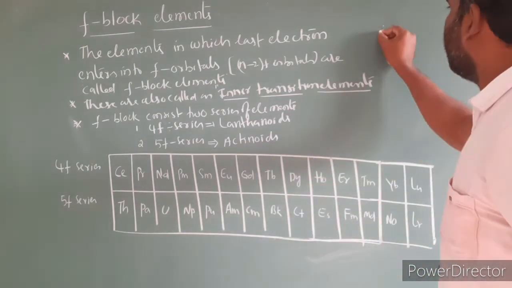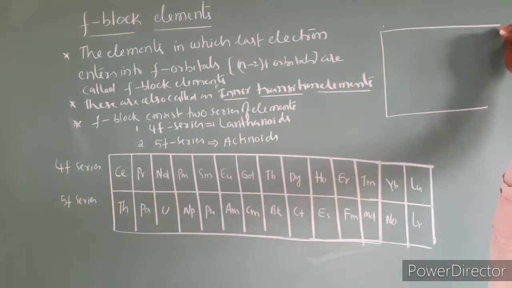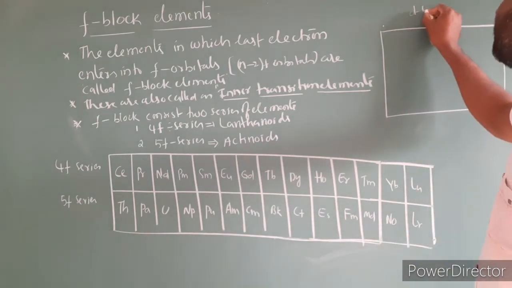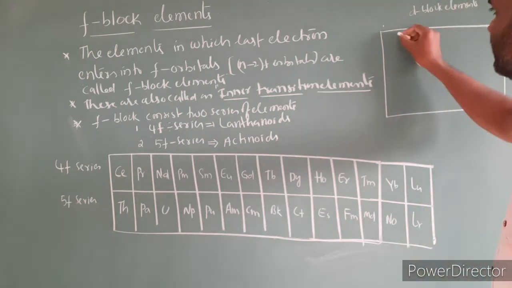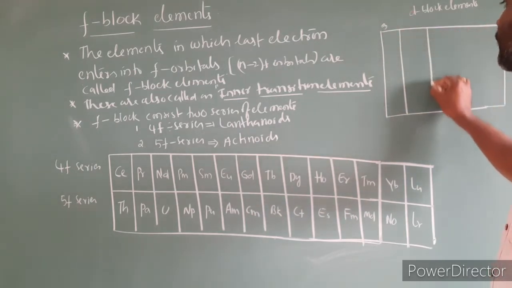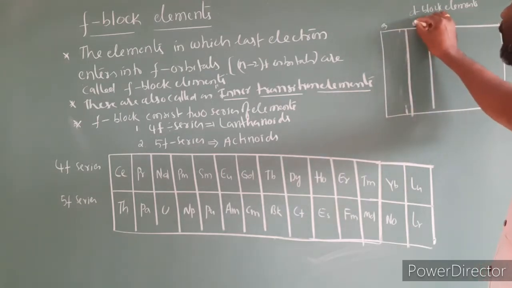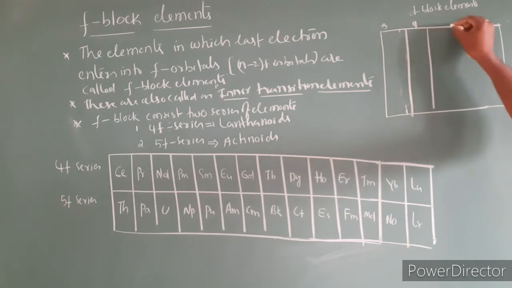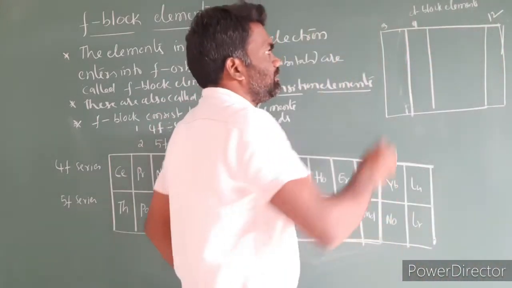Now I am taking D block elements. Imagine this is the D block. In the D block, the first group is the third group, next we have the fourth group, and so on: 3, 4, 5, 6, 7, 8, 9, 10, 11, and just for understanding purpose, the last one is the 12th group.